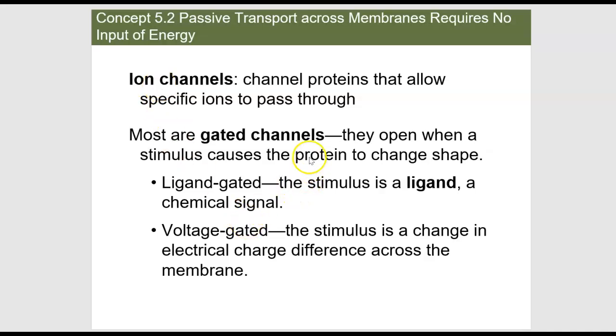Some, though, are gated, meaning that they have to get opened in response to something. There's something called a ligand-gated channel. A ligand is whatever the stimulus is. It's usually a chemical stimulus. And then a voltage-gated channel, meaning that the charge of the membrane, an electrical charge, or the change in that charge, causes it to open.